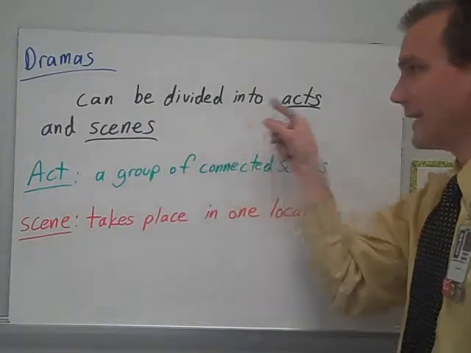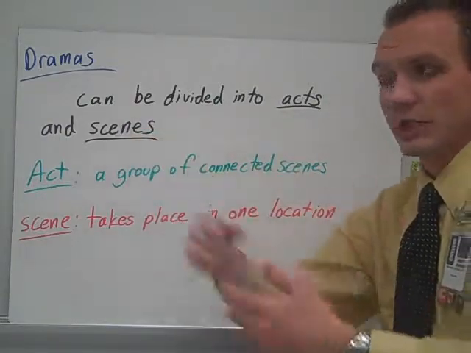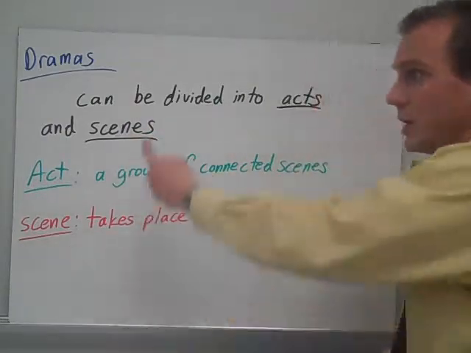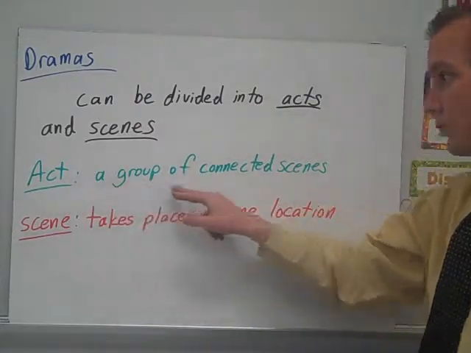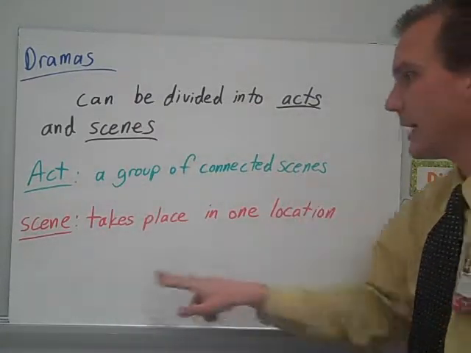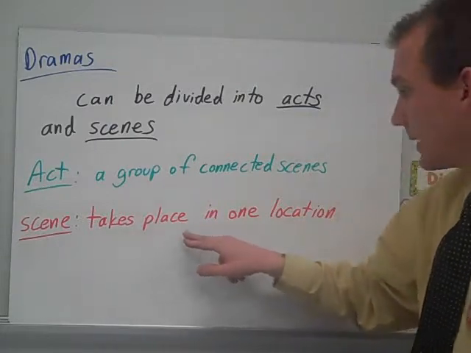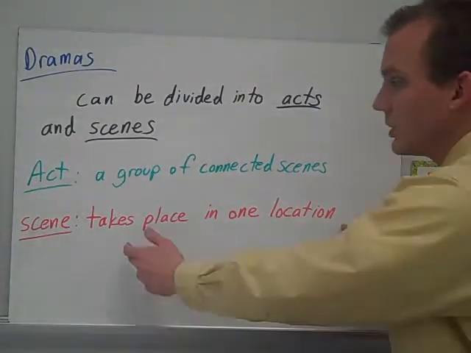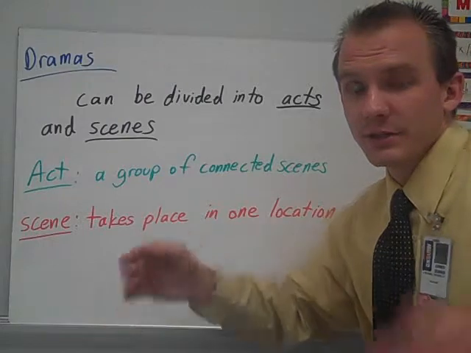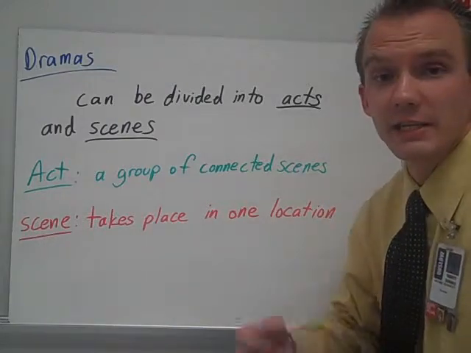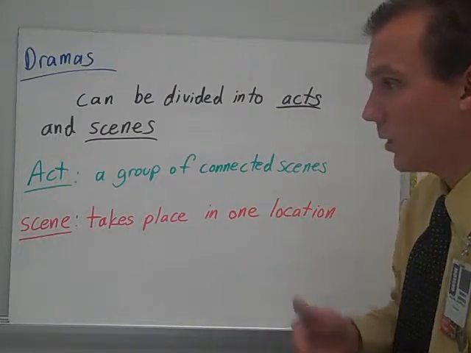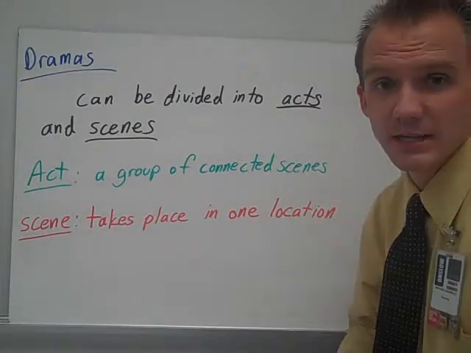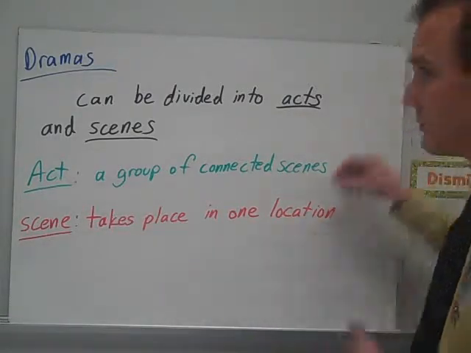Dramas can be divided into acts and scenes. So like a story is divided into chapters, drama has acts and scenes. An act is a group of connected scenes, and a scene takes place in one location. Generally, you'll have the same background on the stage for the scene. When they change scenes, after a few scenes, they might change acts from Act 1 to Act 2, and you'll have different scenes, different settings.